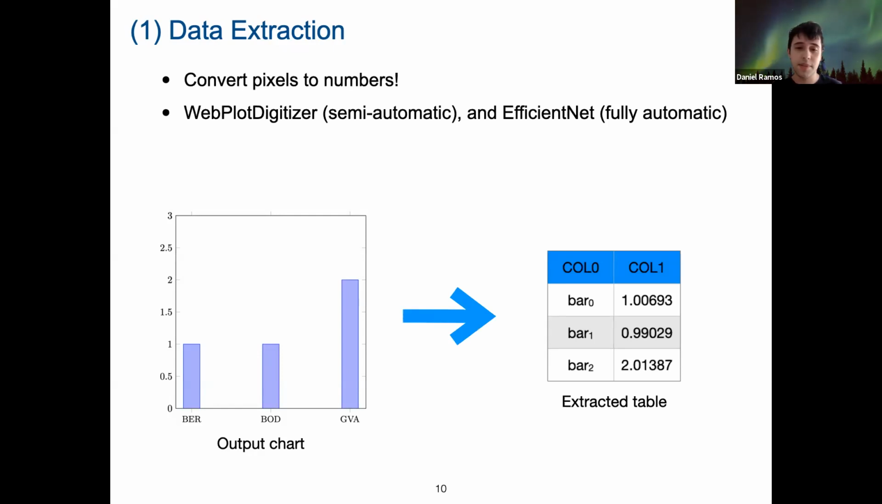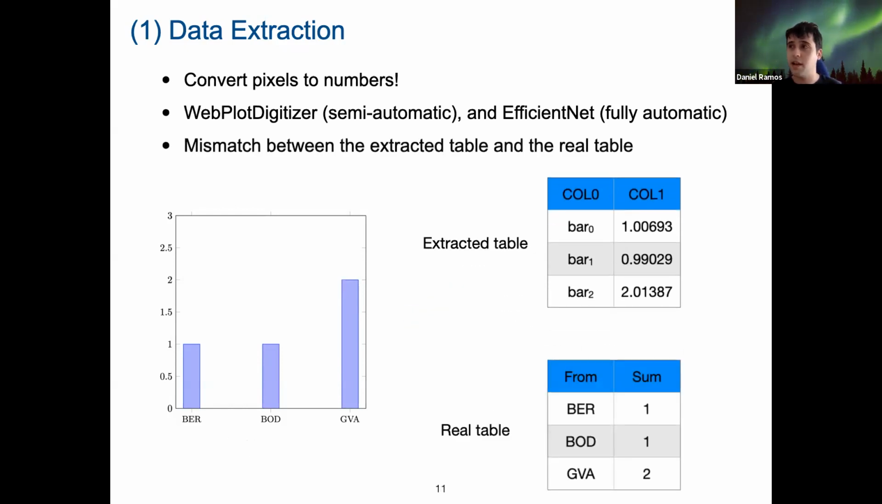And we also adapted one of the EfficientNets, which is a state-of-the-art convolutional neural network for a fully automated approach. But anyway, regardless of the method that we use to extract data from the chart, there is always a mismatch between the real table that's underlying the chart and the extracted table, because this is a really hard problem. We are literally going from pixels to numbers here.